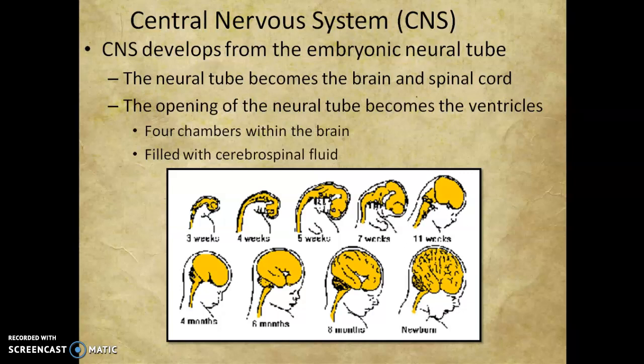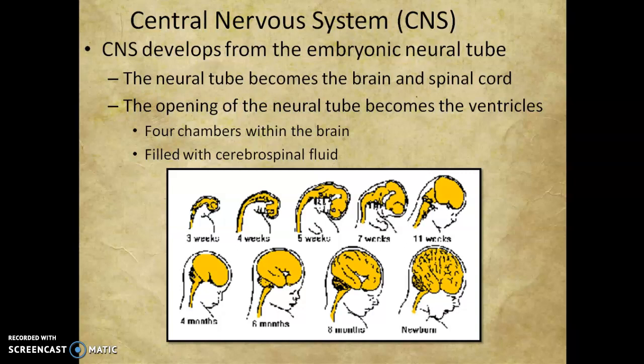Now, within this particular tube, there are a couple of different openings, and the openings of this neural tube are going to become what we call ventricles. The word ventricles usually refers to either empty spots or chambers within a particular organ. In this case, it's referring to the 4 chambers within the brain. Your brain is not one solid organ. There are gaps in it, there are spaces within it.